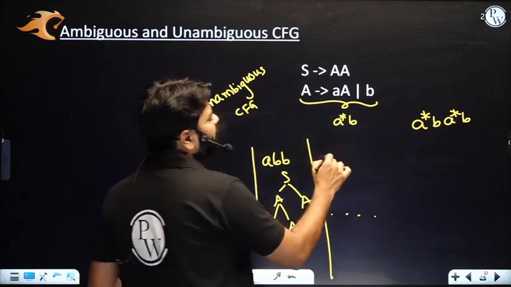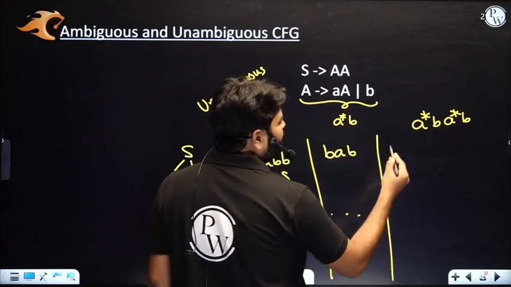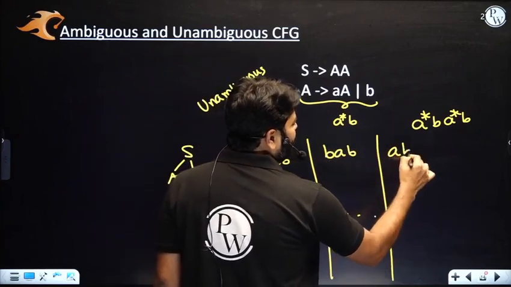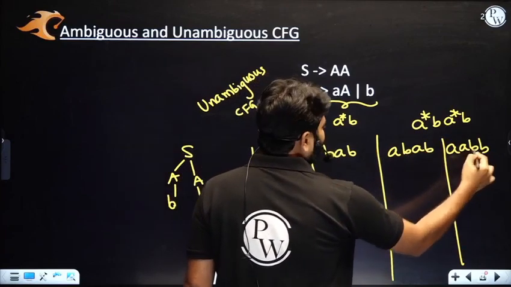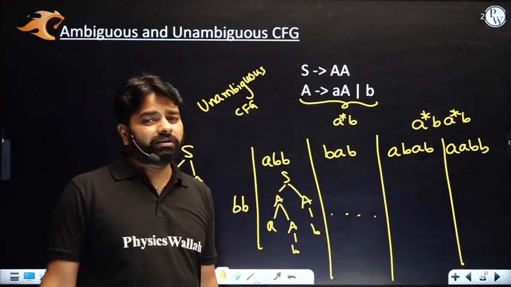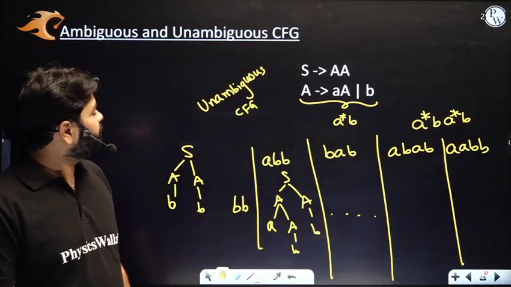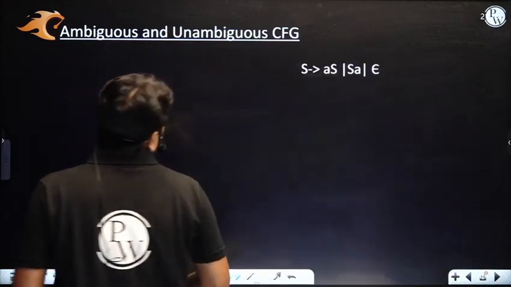The next string you may try like A B A B. Next string you try A B A B. Next string you may try A B B, something like that. Then you will get to know, okay, only one parse tree for any string that you take from here.